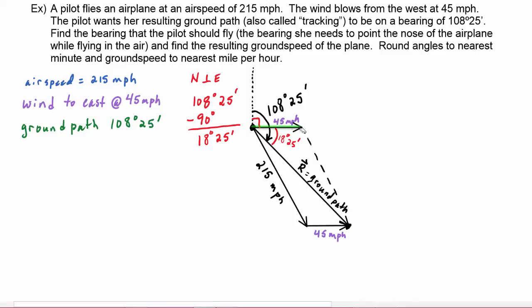Now this is the vector for the wind, and this is its opposite side, so that's parallel and equal in length. So if these two lines are parallel, we can use the resultant ground path as the transversal. Then we have a pair of alternate interior angles. So if this is 18 degrees 25 minutes, then that means this angle will be 18 degrees 25 minutes.